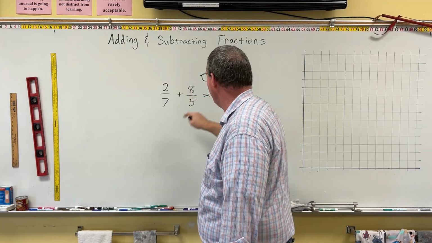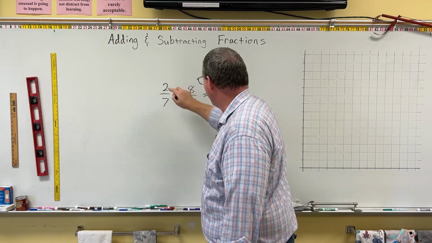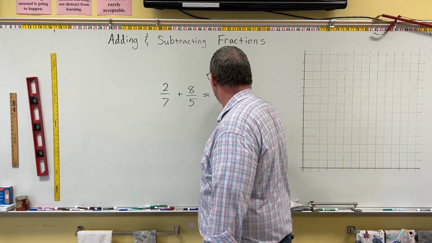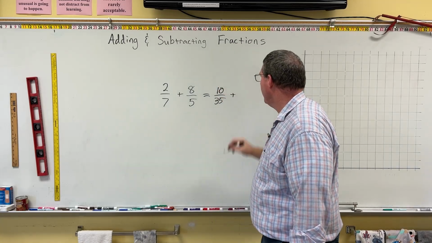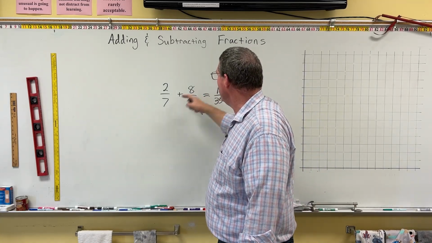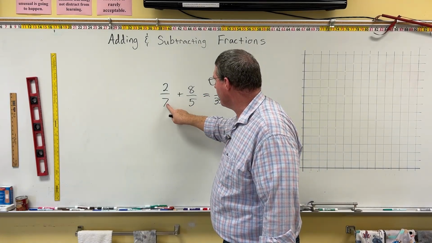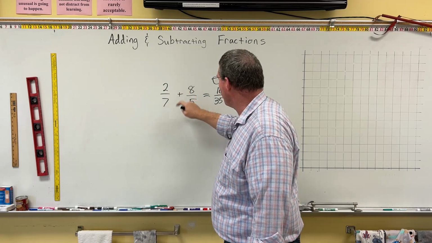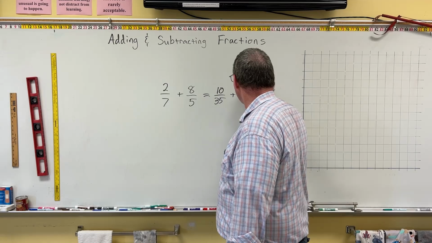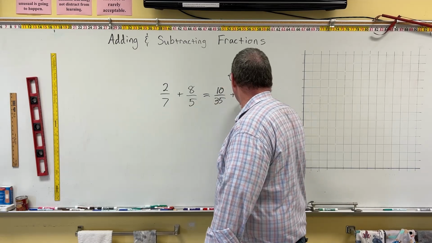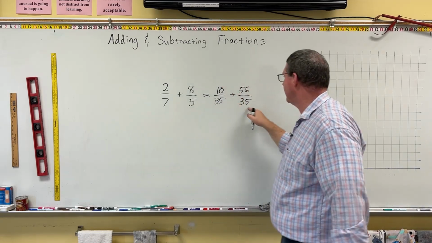So 5 times 2, 5 times 7. 5 times 2 is 10. 5 times 7 is 35. Okay? Plus. Now we're going to do the same thing to this fraction with that denominator. We're going to take this denominator, multiply it by the numerator, then multiply it by the denominator. So 7 times 8, that's 56. 7 times 5, that's 35. And see, now we have a common denominator.